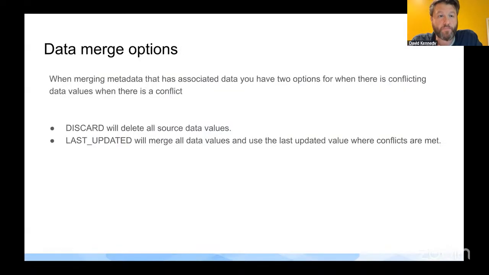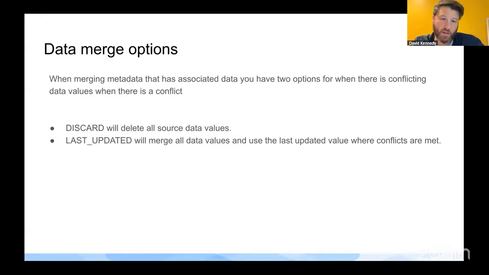Okay. So with the data merging, where there's metadata objects that have associated data, there are two options for how to manage the data in the two different systems. I'll go into this in a little bit more detail just to cover it off. There's discard and last updated.